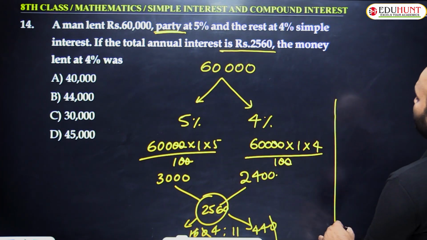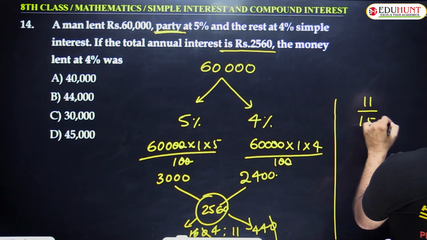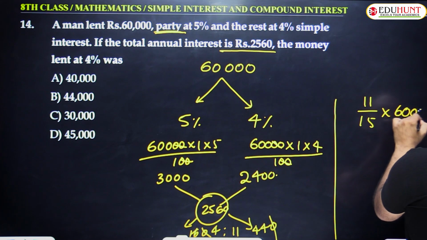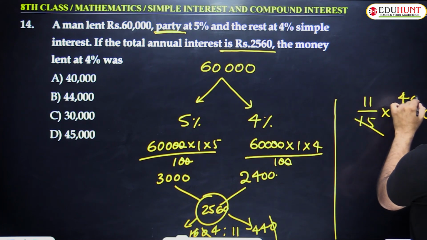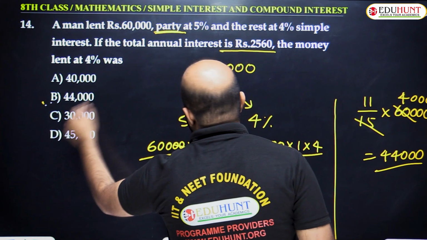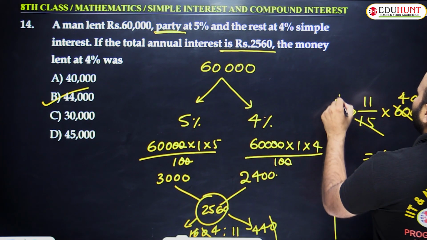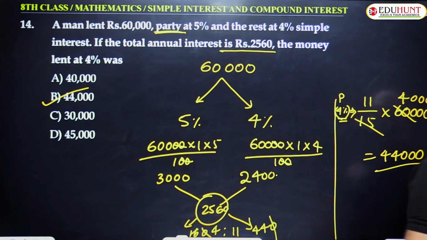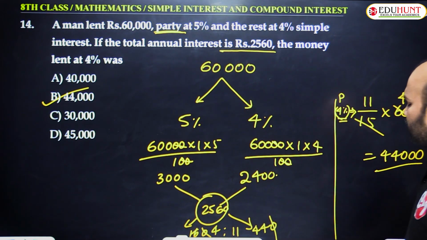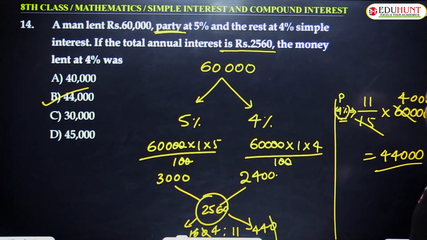But the question is asking how much money is lent at 4% per annum, which is the right side value. So 11 by the total in the denominator, 15, into 60,000 rupees. 15 1s are 15, 4s. Am I clear? What is the answer? 44,000. Option B is the right answer. The principal lent at 4% per annum means the right side value: from the ratio 4:11, 11 parts are asked out of 15 parts, 4 plus 11. Total principal is 60,000, so the answer is 44,000 rupees.